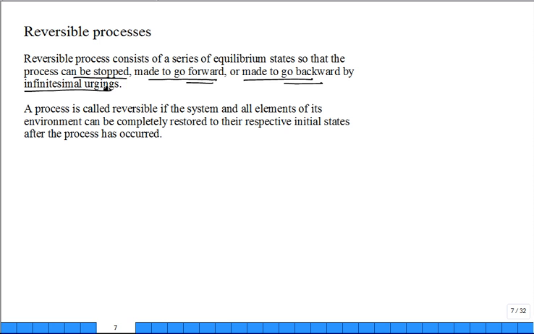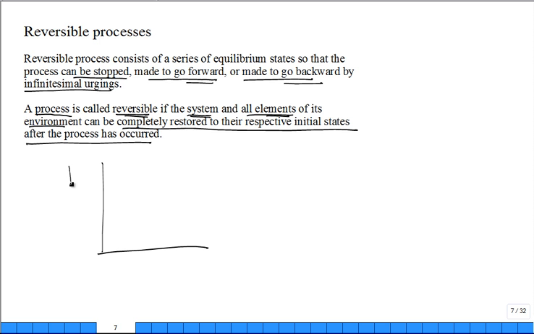So how do you tell if a process is reversible? Well, a process is reversible if the system and all the elements of the environment, that means the whole world, everything, the surroundings, can be completely restored to the respective initial states after the process has occurred. So you think about it this way, plot it on some property diagram, PV, TV, PT, whatever. You start from initial state 1, you go to final state 2, and now what you want to be able to do is turn it around and go back. If you could turn it around and go back, put the system back to where it was, and put the surroundings back to where it was, then theoretically that forward process was reversible. But it has to be frictionless.